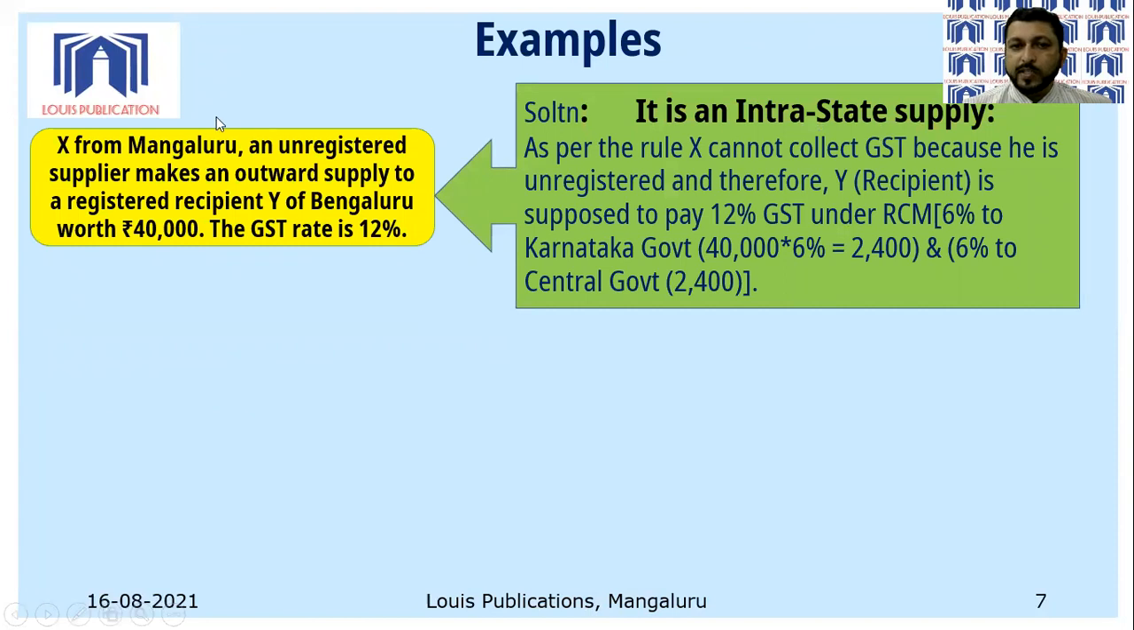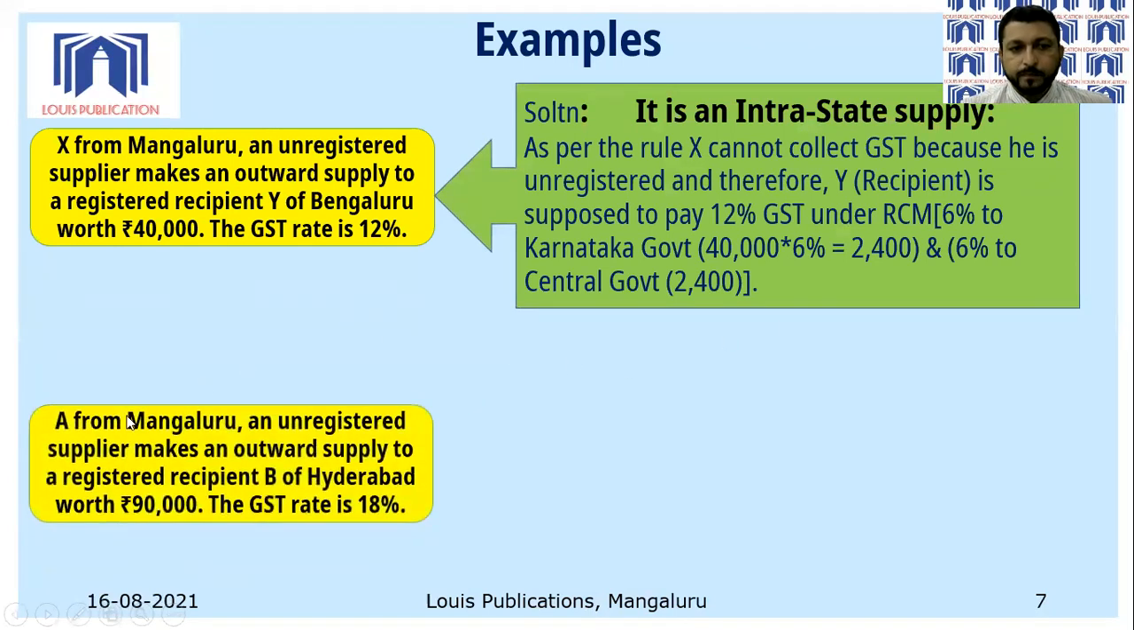So if it's an intrastate supply, instead of X collecting GST, he cannot collect because he is not registered, but Y is a registered recipient. So on behalf of X, instead of X, Y is going to deposit. The recipient is going to pay GST to the government. So this is a clear-cut example of reverse charge mechanism. That's about intrastate supply. Let's take another example.